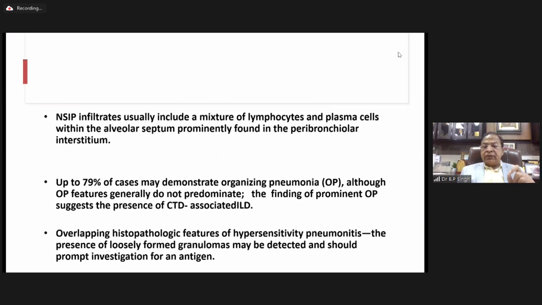NSIP infiltrates usually include a mixture of lymphocytes and plasma cells within the alveolar septum, prominently found in the peribronchial interstitium. As Dr. Bhavin mentioned in his presentation, up to 79% of the cases may demonstrate organizing pneumonia, although the OP features generally do not predominate when the NSIP is the predominant finding. And the finding of prominent OP suggests the presence of CTD-associated ILD much more often. With overlapping histopathological features of HP, the presence of loosely formed granulomas may be detected, and it should prompt the investigator to have prompt investigation for an antigen.